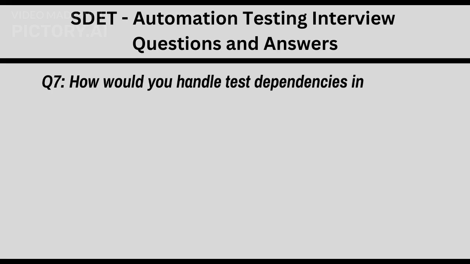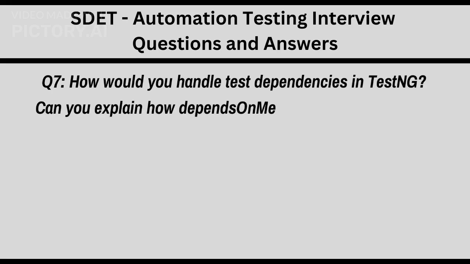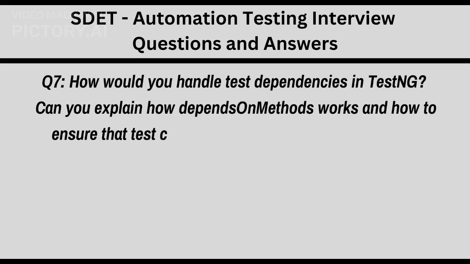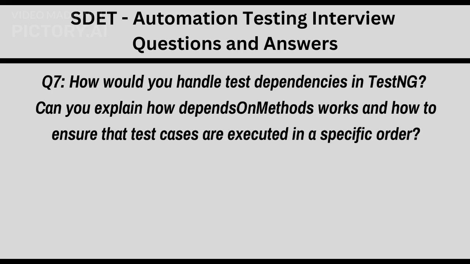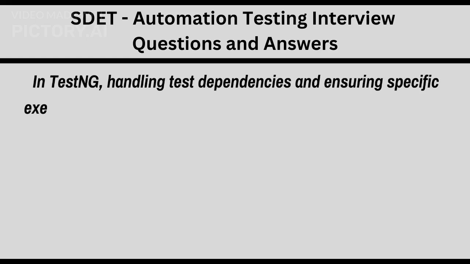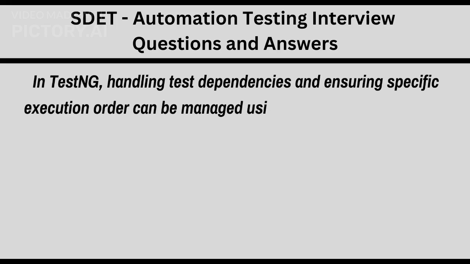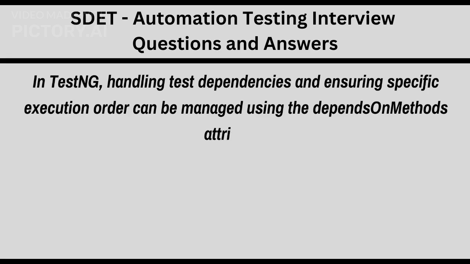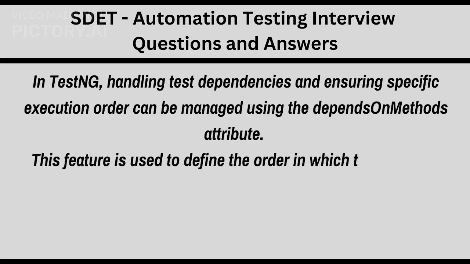Q7. How would you handle test dependencies in TestNG? Can you explain how dependsOnMethods works and how to ensure that test cases are executed in a specific order? In TestNG, handling test dependencies and ensuring specific execution order can be managed using the dependsOnMethods attribute. This feature is used to define the order in which test methods should be executed based on their dependencies.